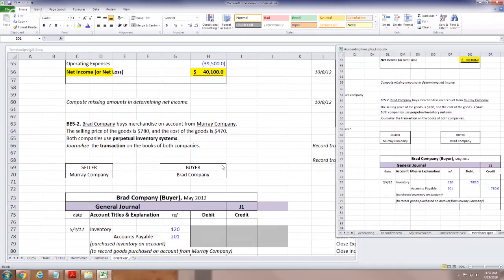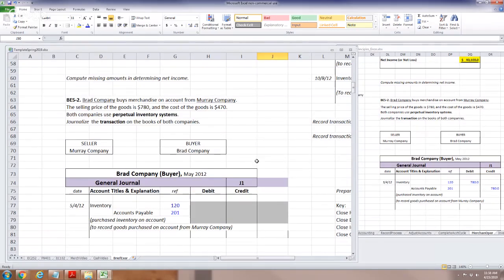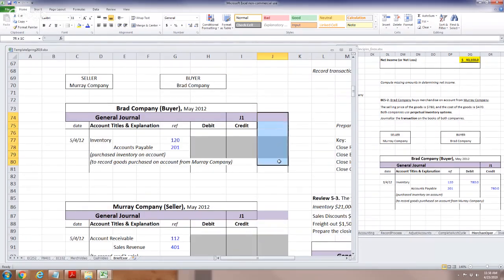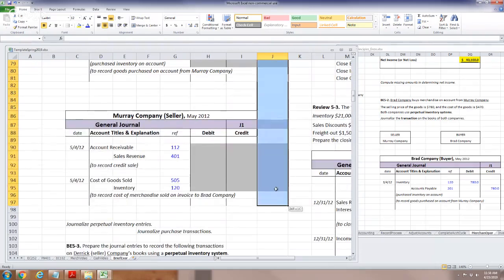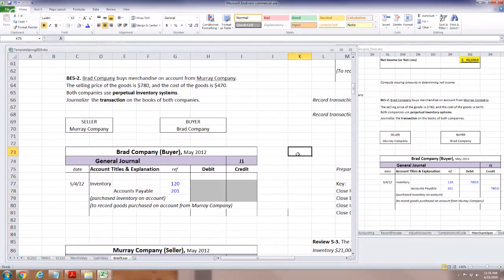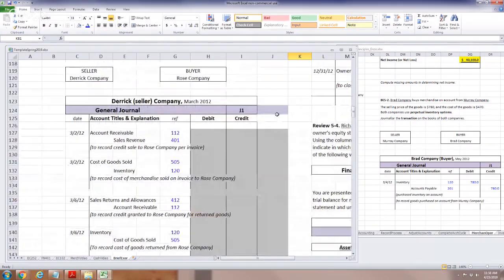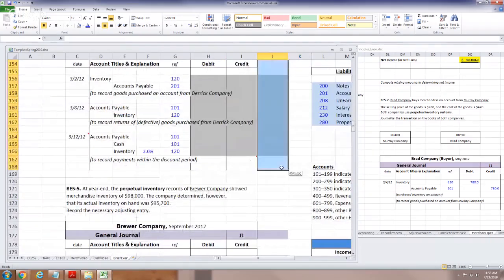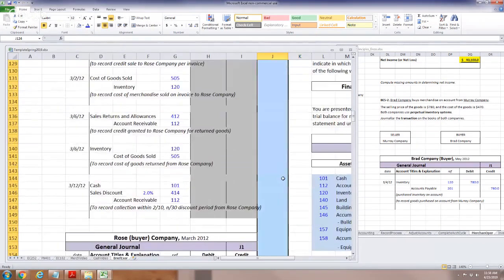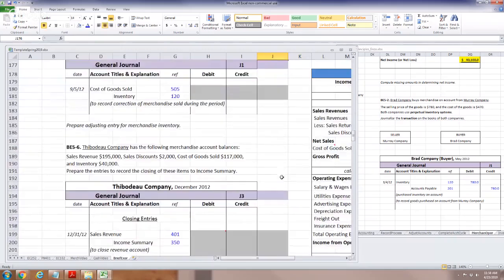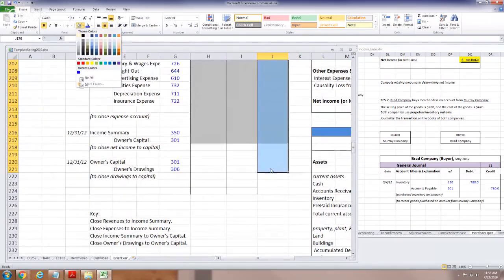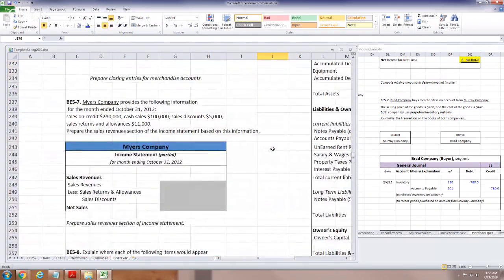Okay, the next one. Number two, it says for a company, merchandise on account. So again, who buys what from who? We always care a lot about all of that. Actually, here, a lot of the fill moved over on us. We're just cleaning that right now.